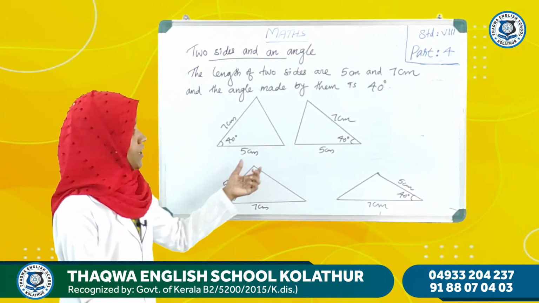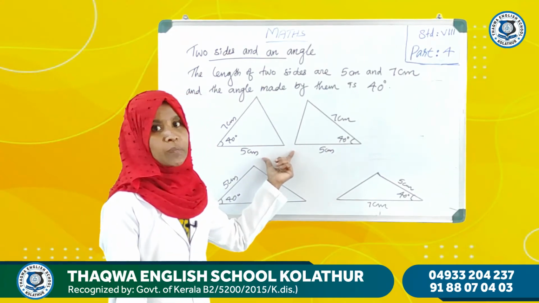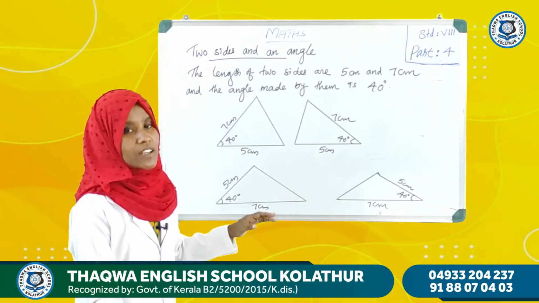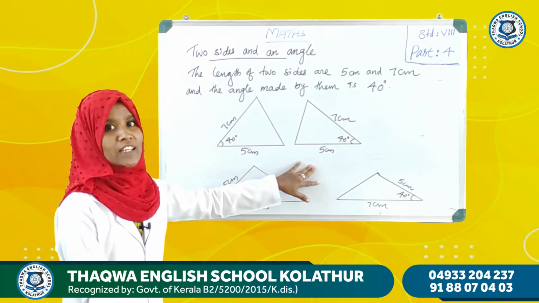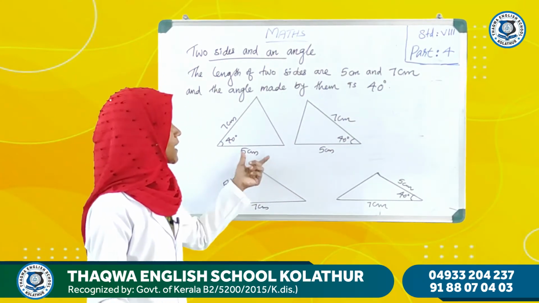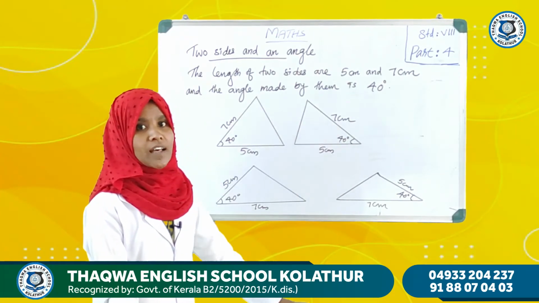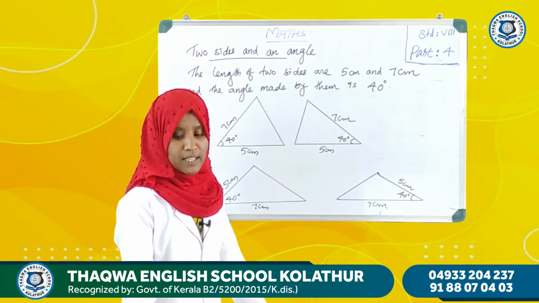Yes. If we cut out one triangle and put it over the other triangles, the sides and angles of these triangles coincide. So we can say that the third side and the other two angles are also equal.